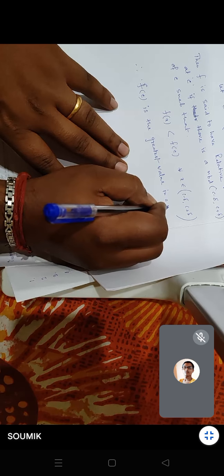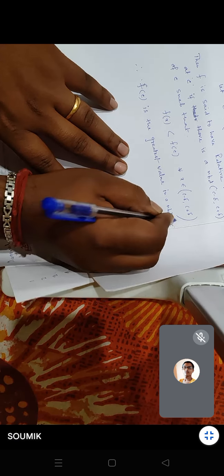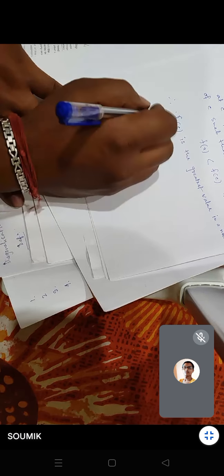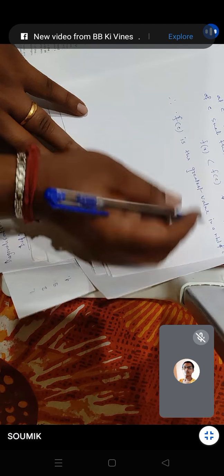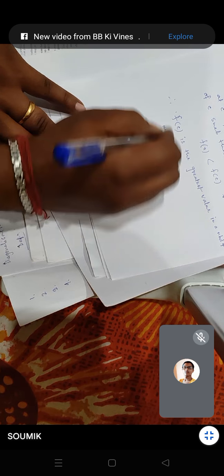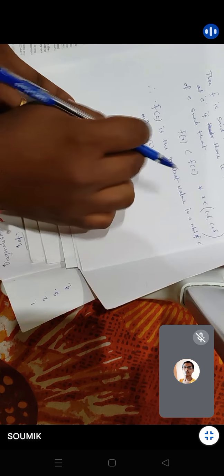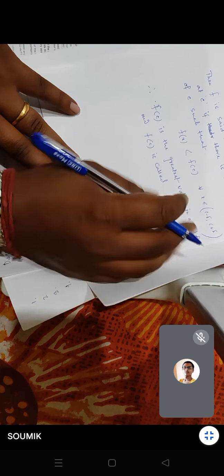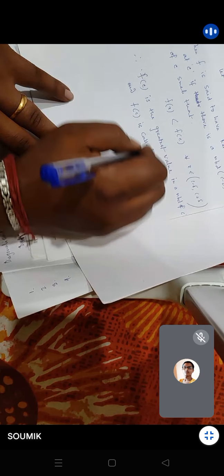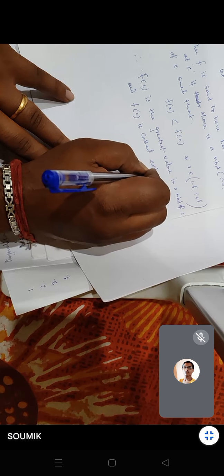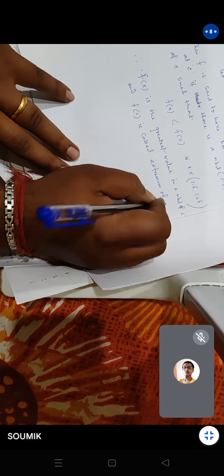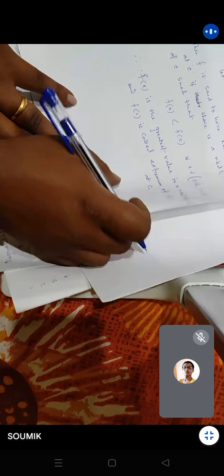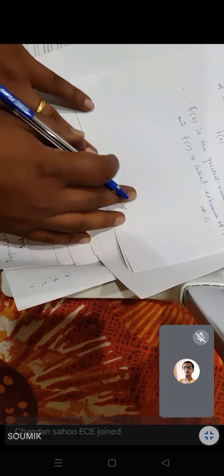in a neighborhood of c. Okay. So f(c) is the greatest value, and that f(c) is called the extremum of f at c. Okay. Extremum of f at c.